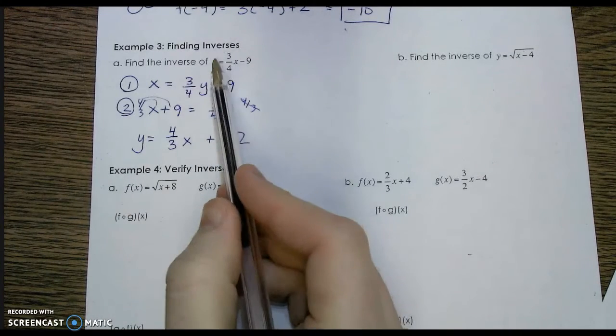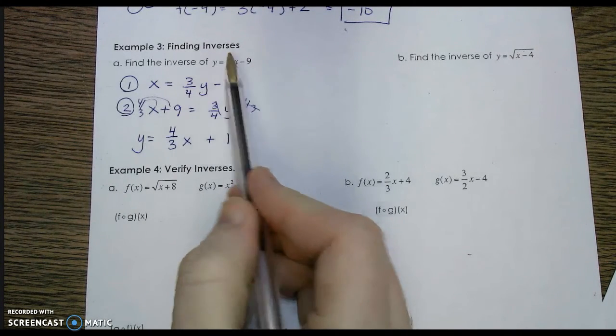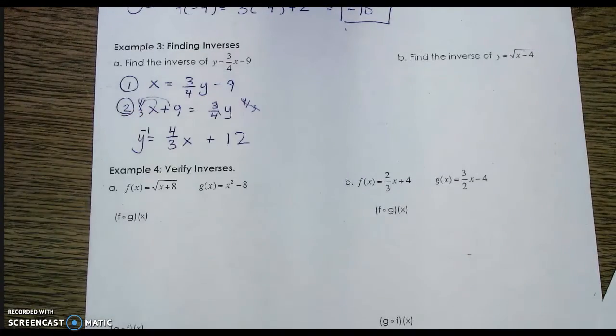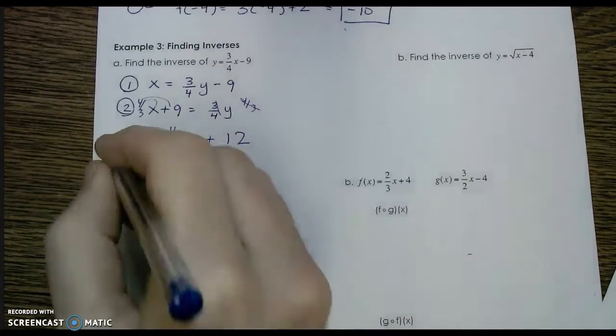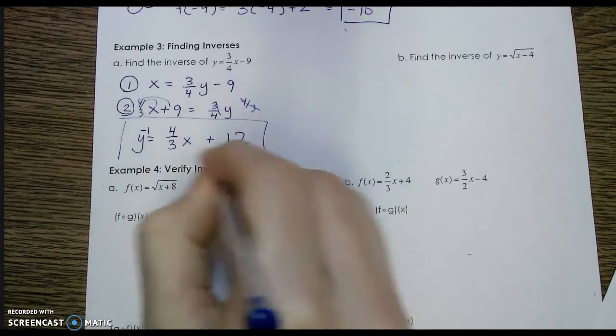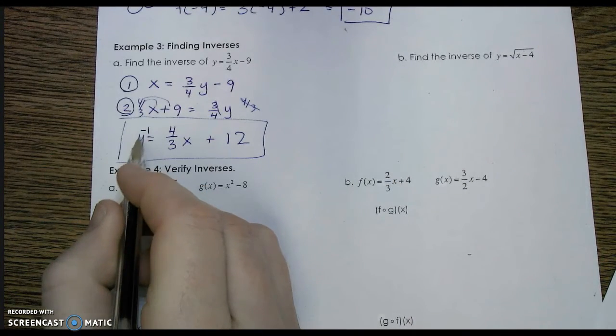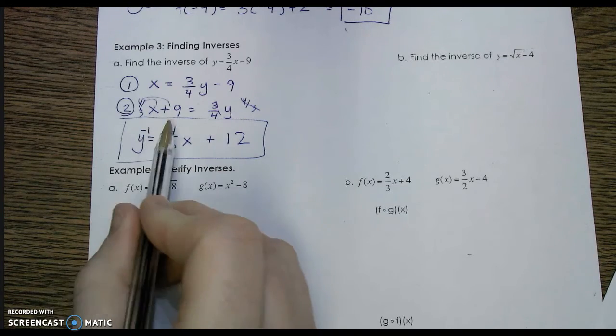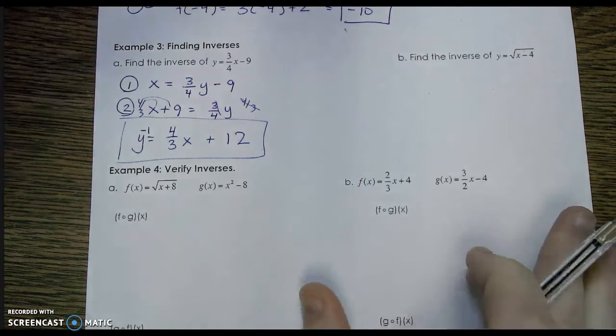Now, this one said y equals, so if we're writing the inverse of y, we should put a little notation on the y. This is the inverse of y, so we put a little -1 in the top corner. That's not an exponent, it's just a notation. So this says the inverse of y is 4/3 x plus 12.